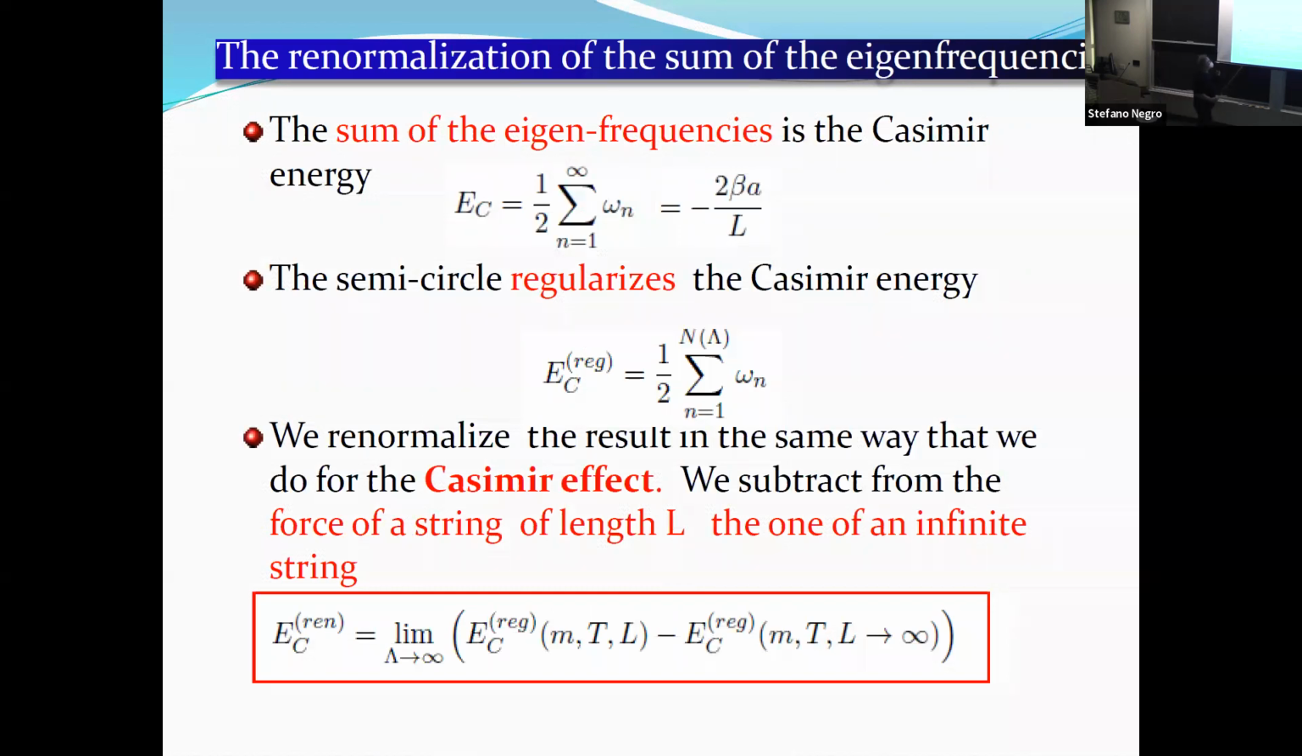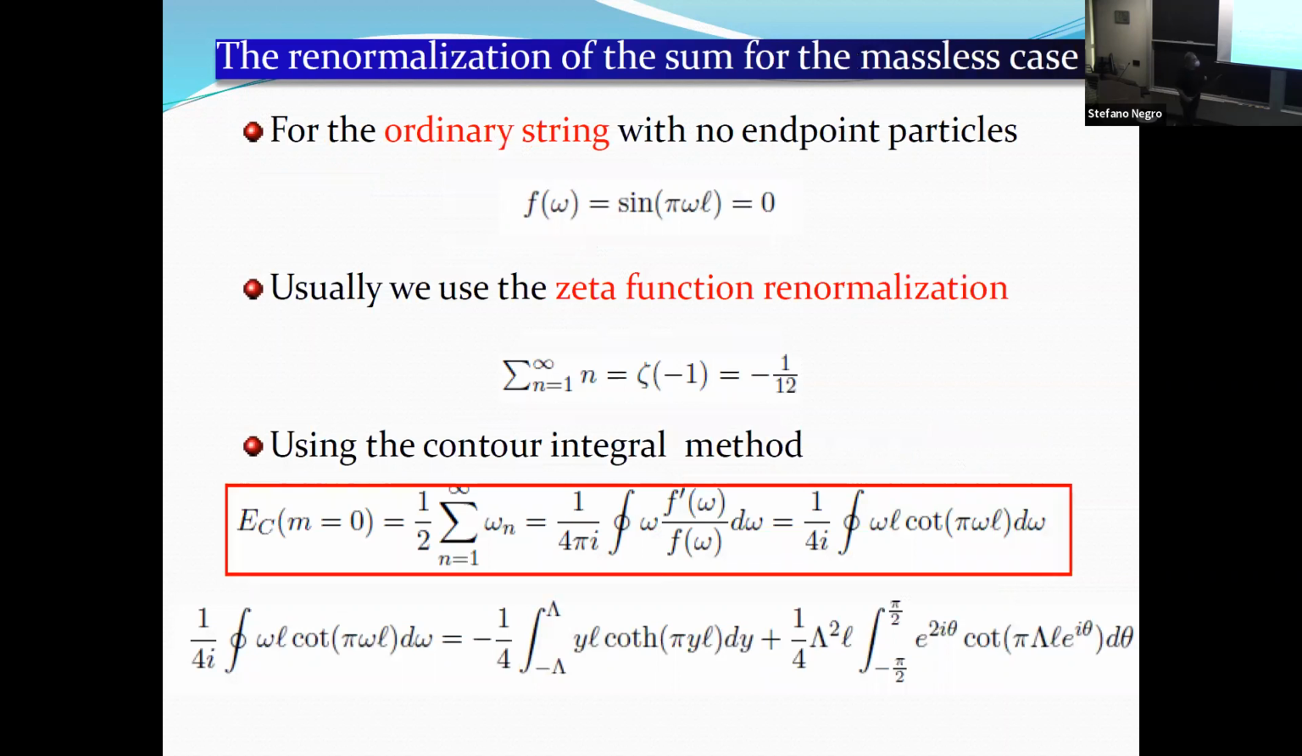Once we have the regularized expression, you get the renormalized one by subtracting, just as we do with the ordinary Casimir effect when we take the two plates to infinity. So we'll have a string of length infinity. The subtraction is in fact not, as written here, of the energy, but of the force. So you have to first differentiate.